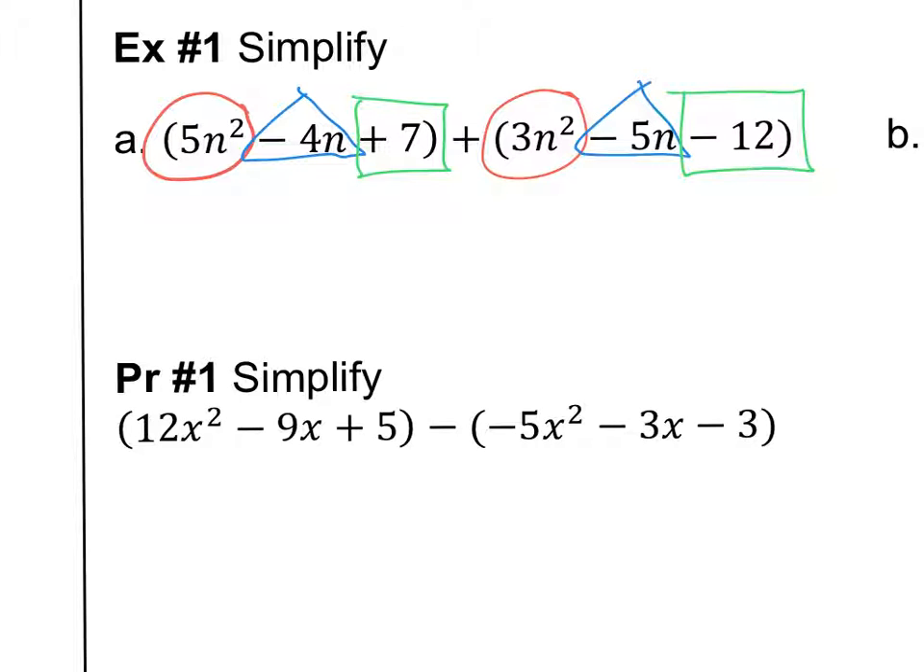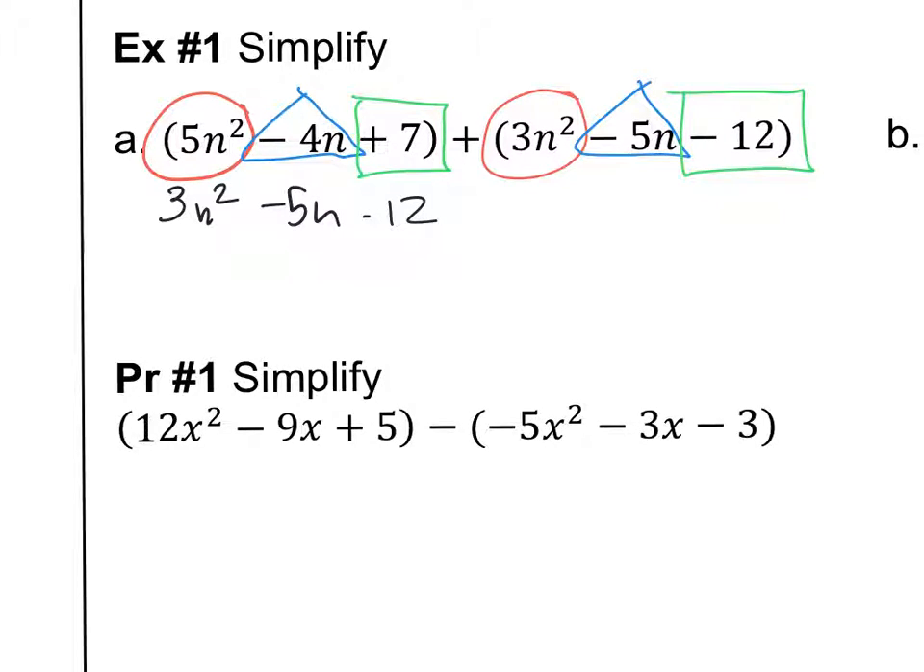You don't have to do this if you can just tell what the like terms are and you want to go for it, but this is just a way that helps you see it. You could use a highlighter too. You don't have to do shapes. Whatever helps you see it. But if you see it right away and you want to just go for it, then just go for it. So what I like to do then is line up my like terms. So I got 5n squared and 3n squared, negative 4n and negative 5n, and 7 and negative 12.